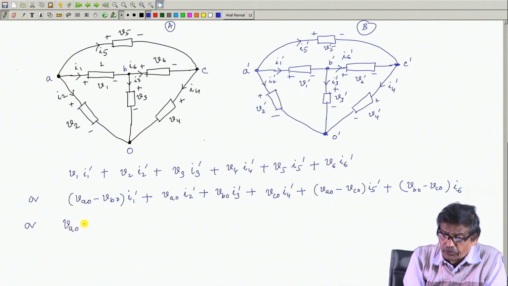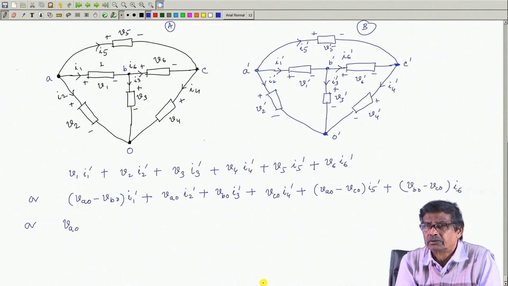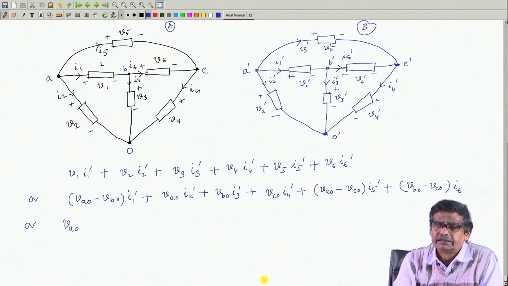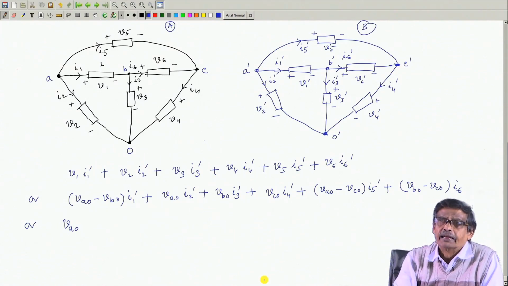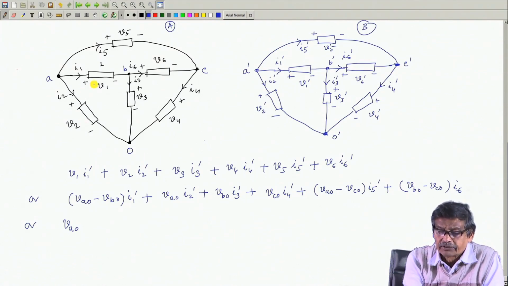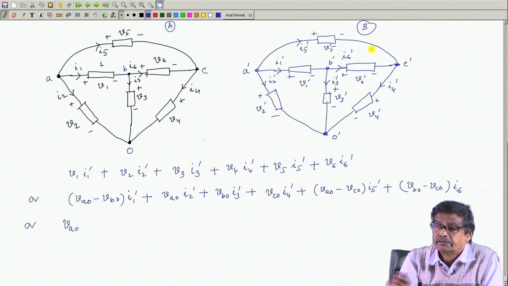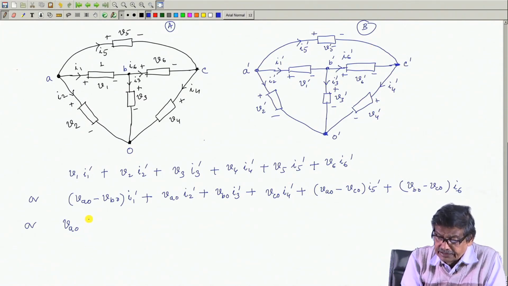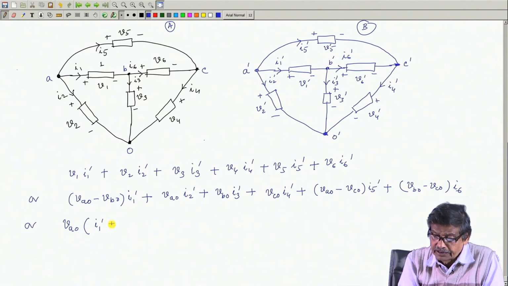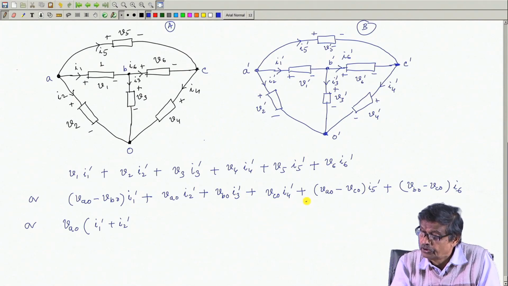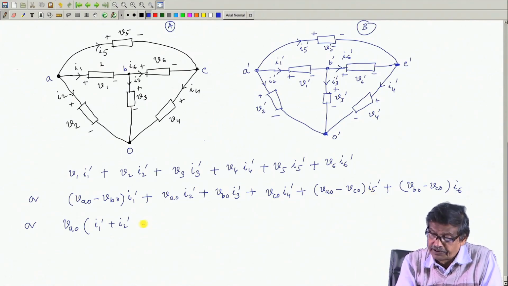So, just out of curiosity I have multiplied without knowing really what it physically implies. I have taken the voltage across element 1 and multiplied with I1 dashed of circuit B and so on, just out of curiosity. And then I collect the terms of VA0. What will I be left with? I1 dashed, plus I2 dashed, this I2 dashed will come, and VA0 where else? Plus I5 dashed.